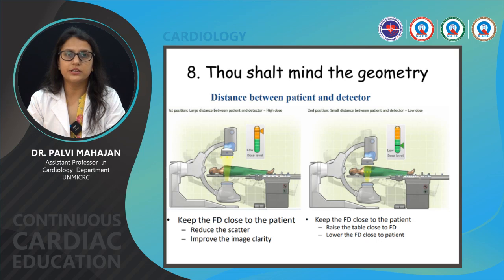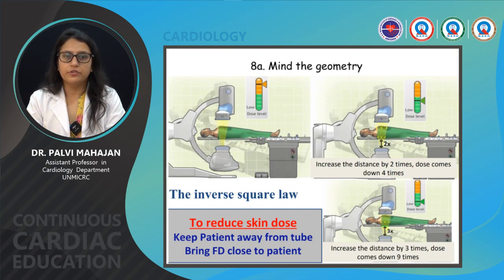So in the first position, a large distance is there between the patient and detector, so high dose is there. In the second position, a small distance is there between the patient and the detector, so low dose is being received. Mind the geometry: inverse square law. Increase the distance by 2 times, dose will come down by 4 times. Increase the distance by 3 times, dose will come down by 9 times. So to reduce the skin dose, keep the patient away from the tube, bring the detector close to the patient.